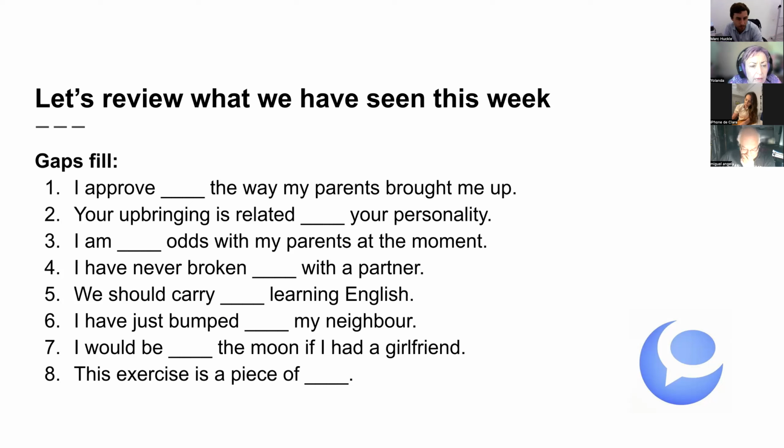Now we're into idioms. I would be on the moon if I had a girlfriend. Good. I would be over the moon, over, if I had a girlfriend. Over the moon is to be very happy. I would be over the moon if I had a girlfriend.